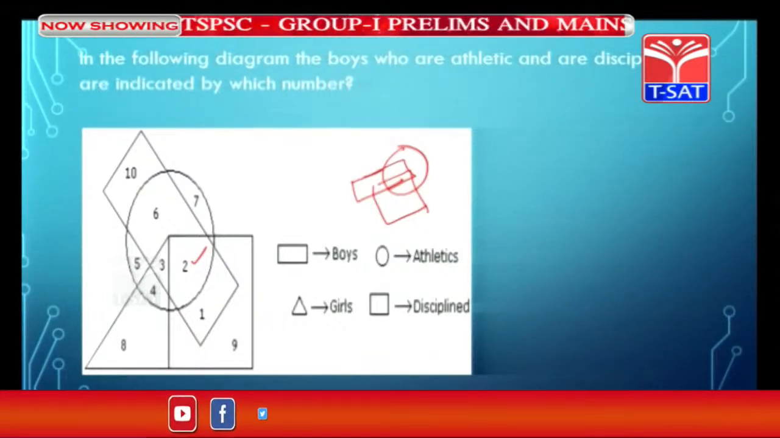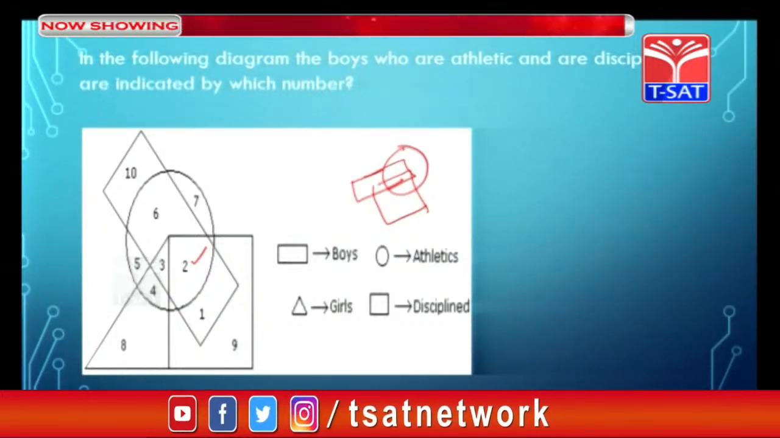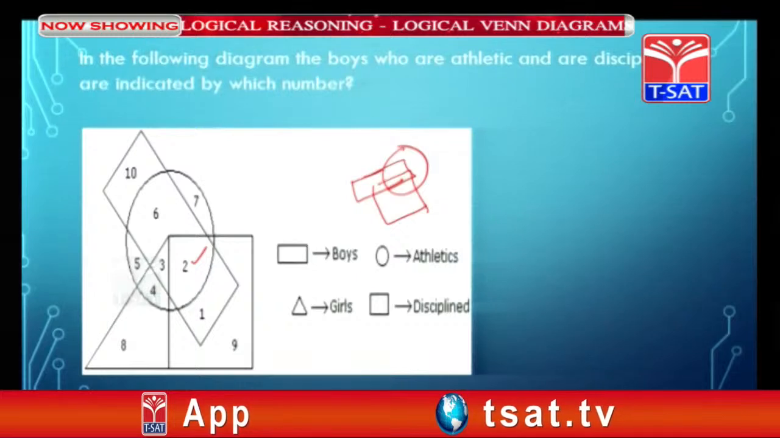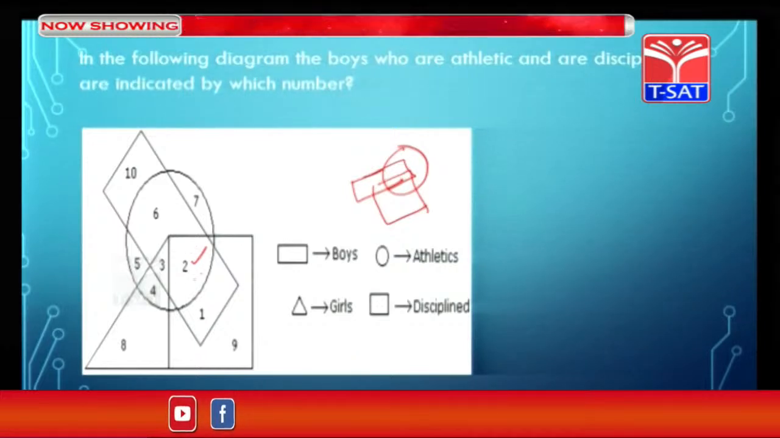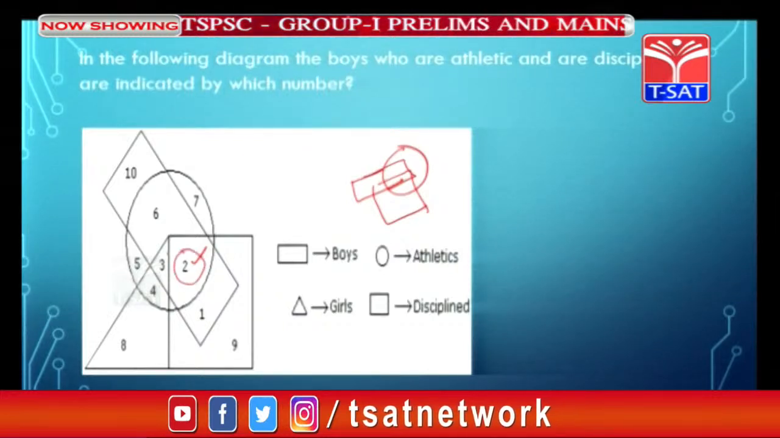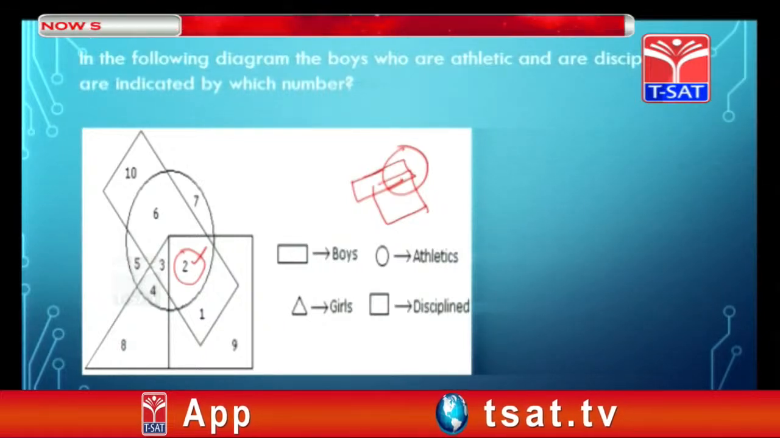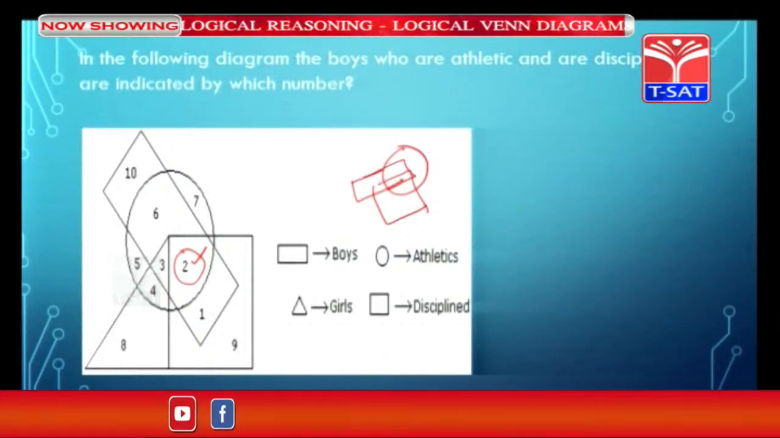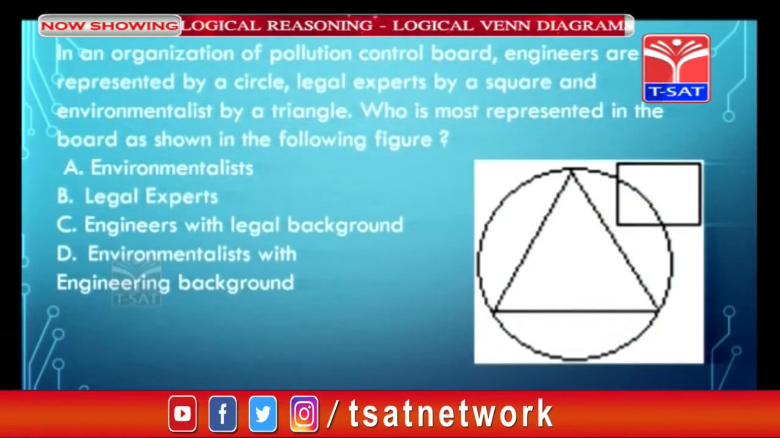So it is very clear that 2 is the answer. The boys who are athletic and disciplined are the number which comes under the circle, rectangle and square. So 2 comes under the circle, rectangle and square, and 2 is the correct answer. Clear? You have to observe carefully, without any tension, and you can find the answer. It is keen observation according to the given data. Okay, now come to the next.